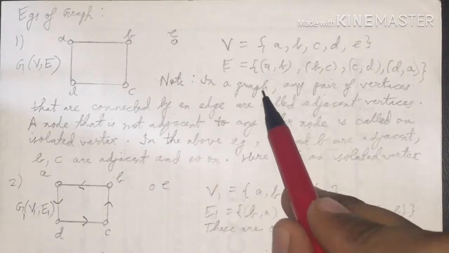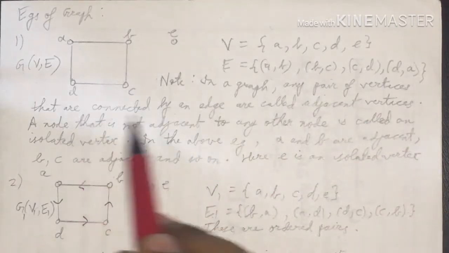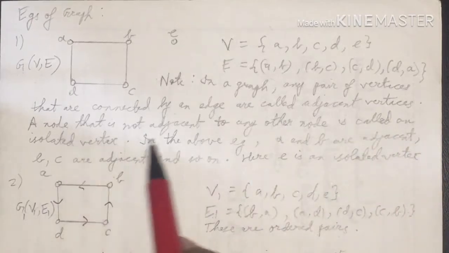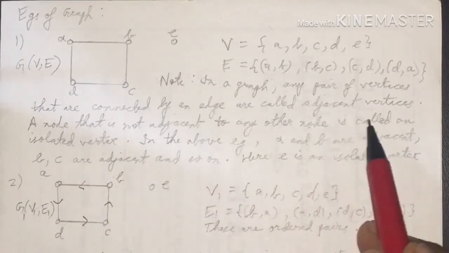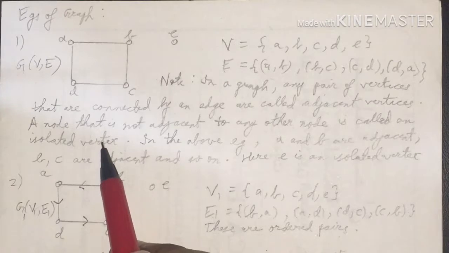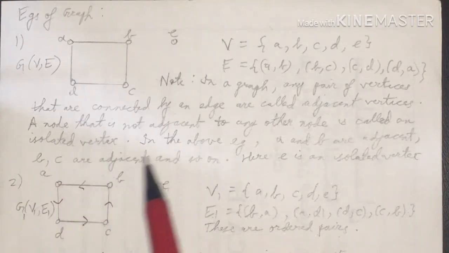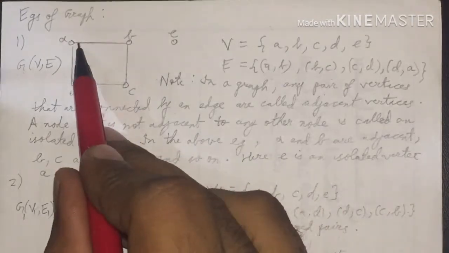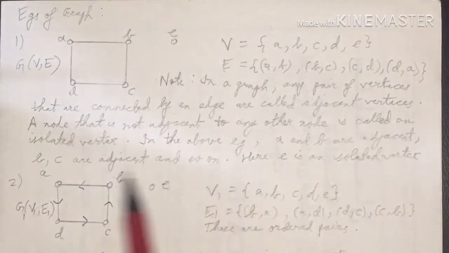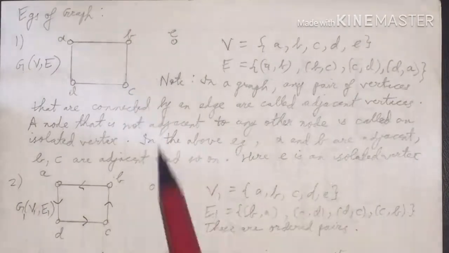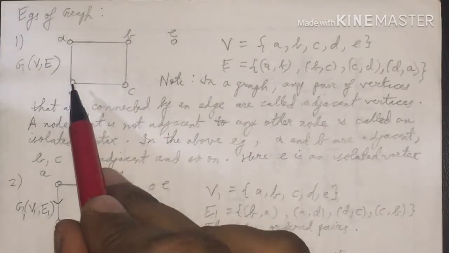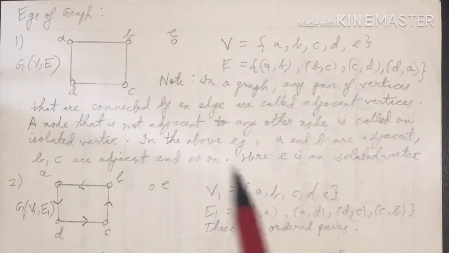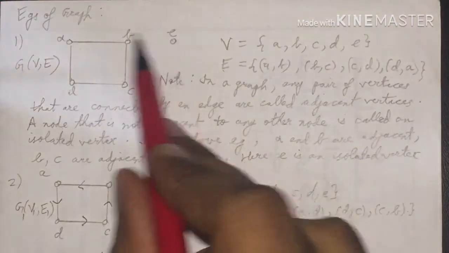A note. In a graph, any pair of vertices that are connected by an edge are called adjacent vertices. A node that is not adjacent to any other node is called an isolated vertex. Note that node and vertex mean the same thing. In the above example, A and B are adjacent as they are connected by an edge, B and C are adjacent, and so on, that is C, D and D, A. Here E is an isolated vertex. This is because it is not adjacent to any other node.